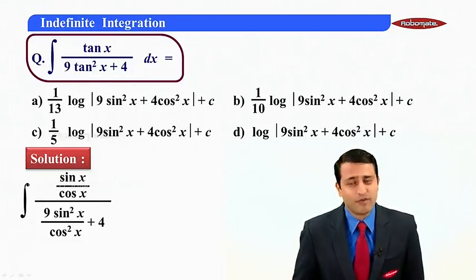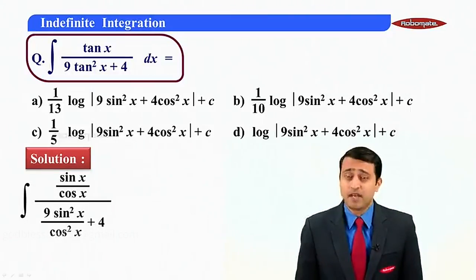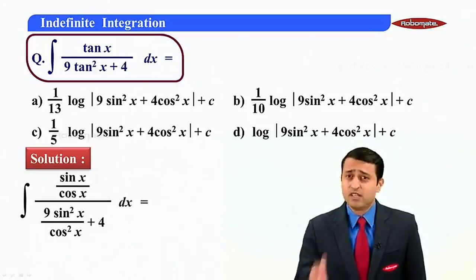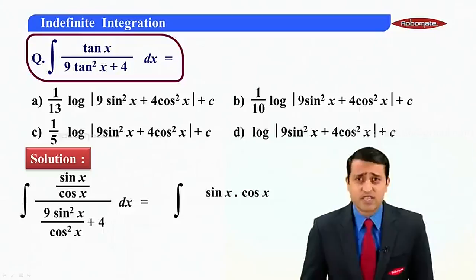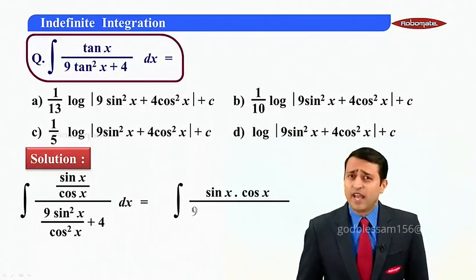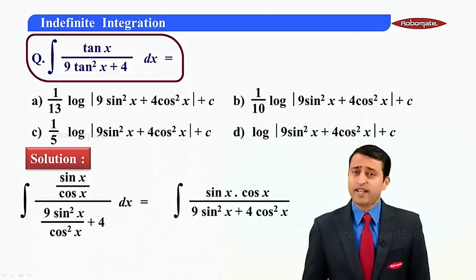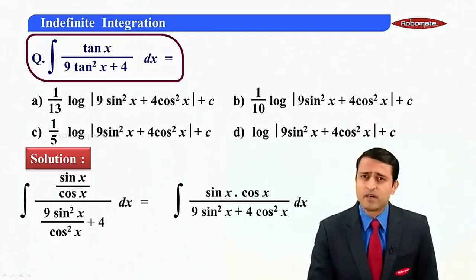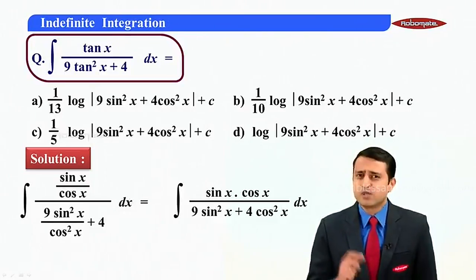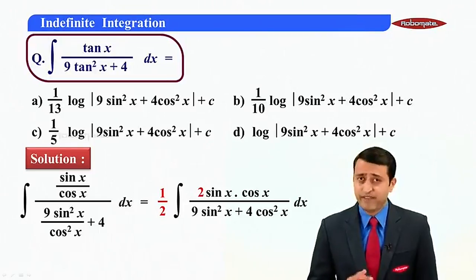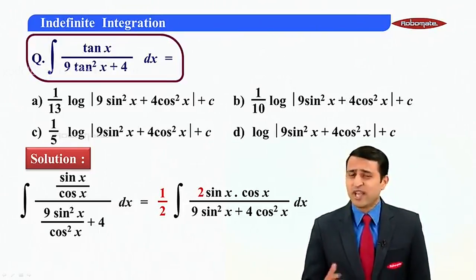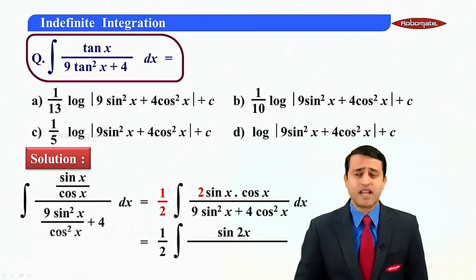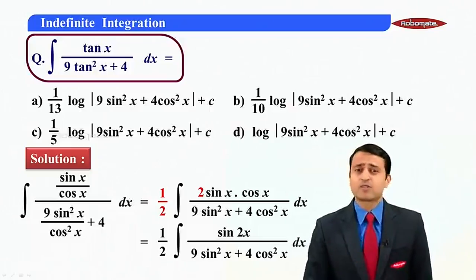After doing all this, it is obvious to me that the next step should be LCM. Again from the options it is clear, every option has 4 cos²x. So if I take LCM, the numerator will become sin x into cos x and the denominator will become 9 sin²x plus 4 cos²x. Correct? Now students, the shortcut we studied or were supposed to remember had sin 2x in the numerator. So can I multiply and divide by 2 here? Perfect. And what did we achieve in this? I can write in the next step 1 by 2 integral sin 2x dx upon 9 sin²x plus 4 cos²x. Is that okay, students?